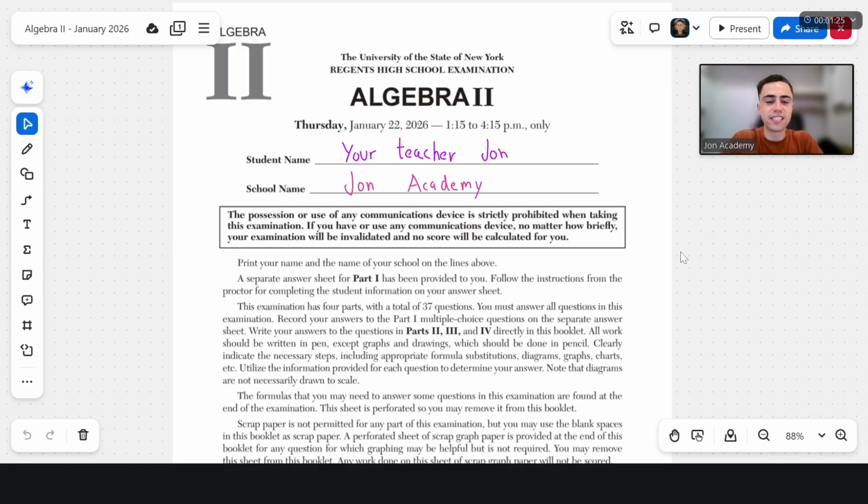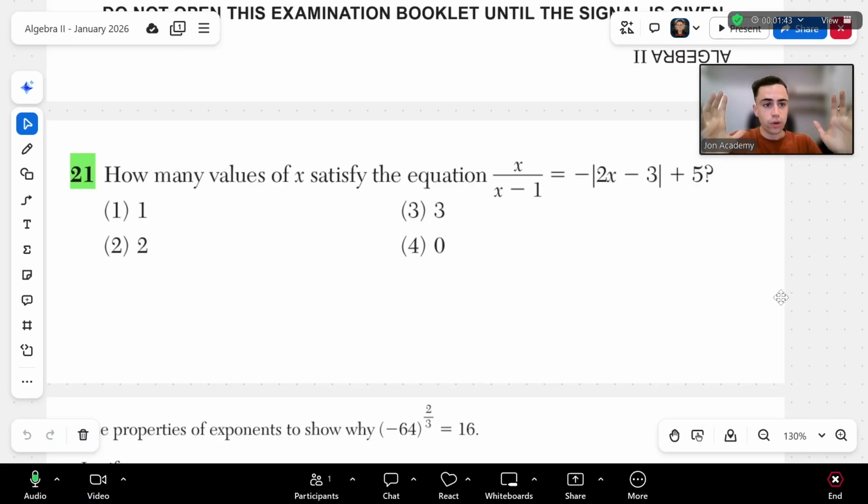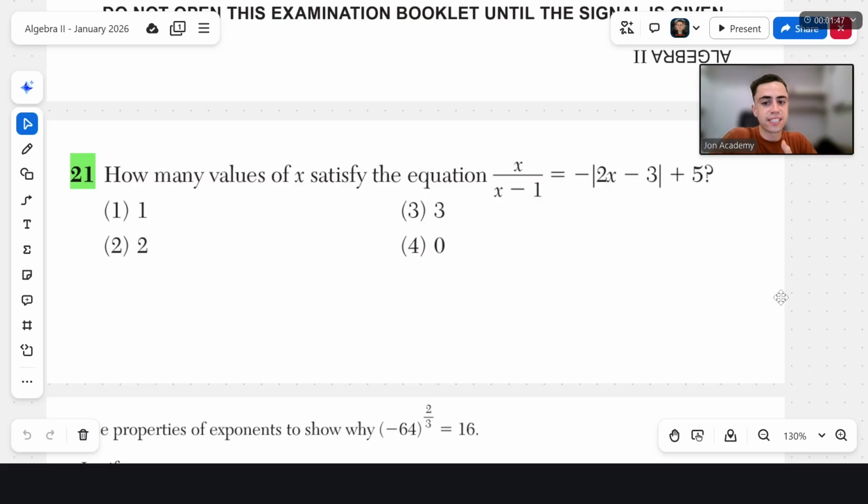Because we are going to finish the Regents January 2026 Algebra 2 algebraic heavy questions, and we are also going to start some of the word problems. To start with, we are going to look into number 21. They are asking us how many values of x satisfy this equation. So for that, we are going to jump into the calculator.